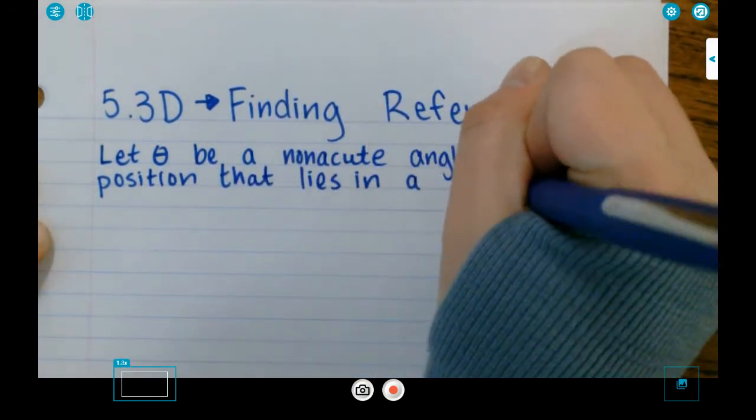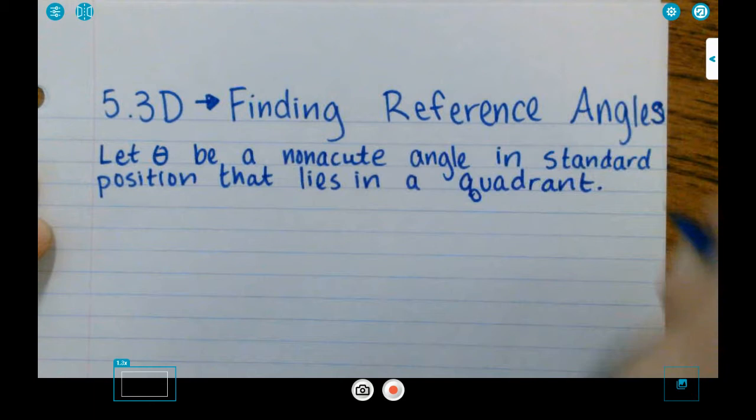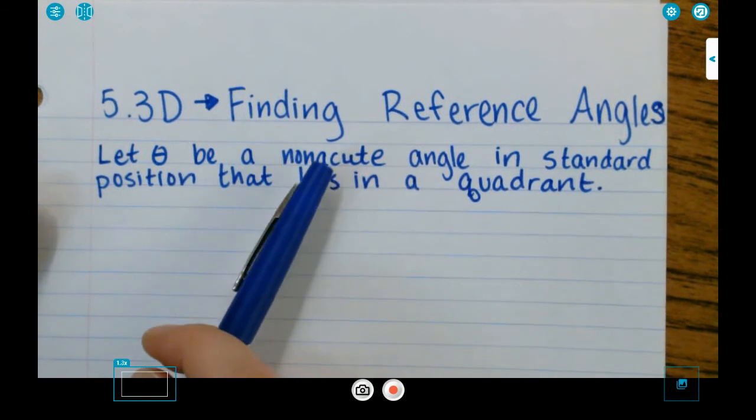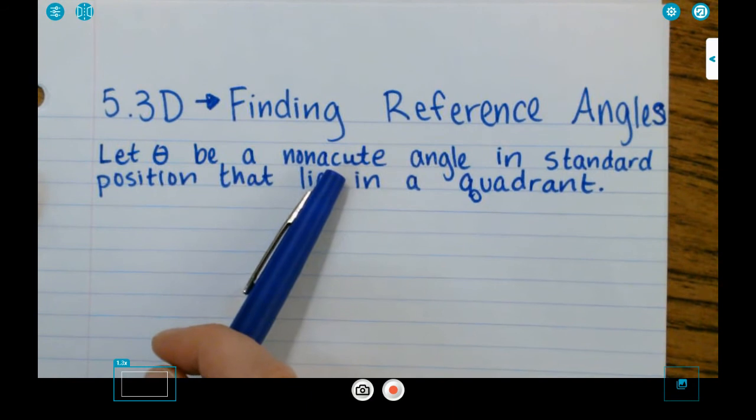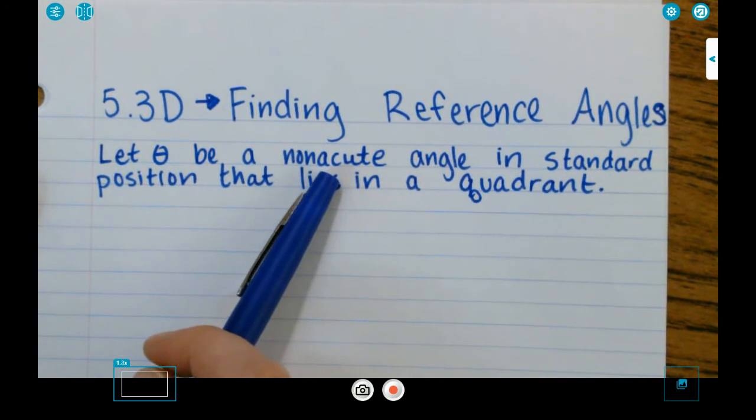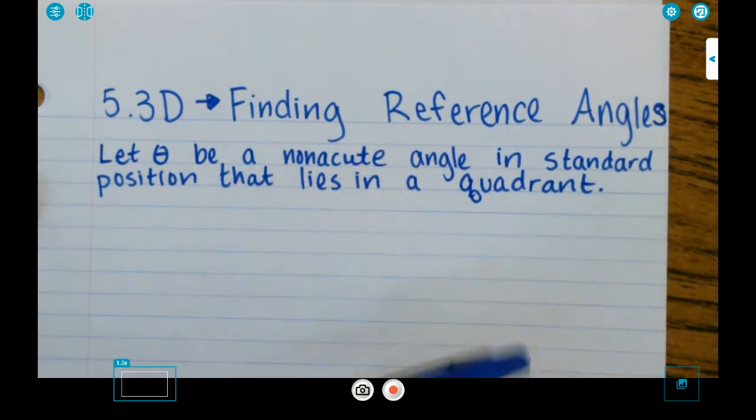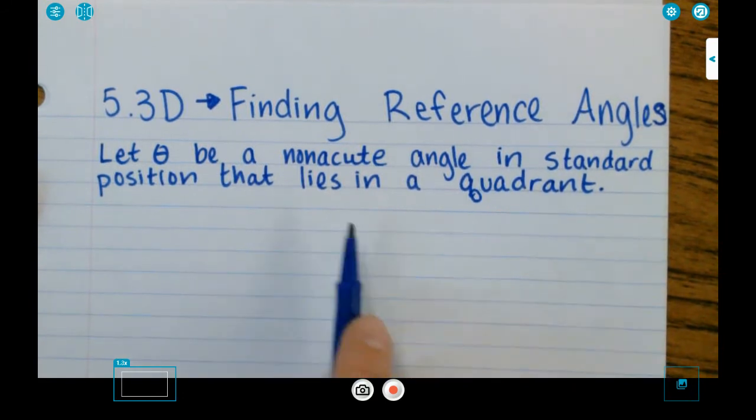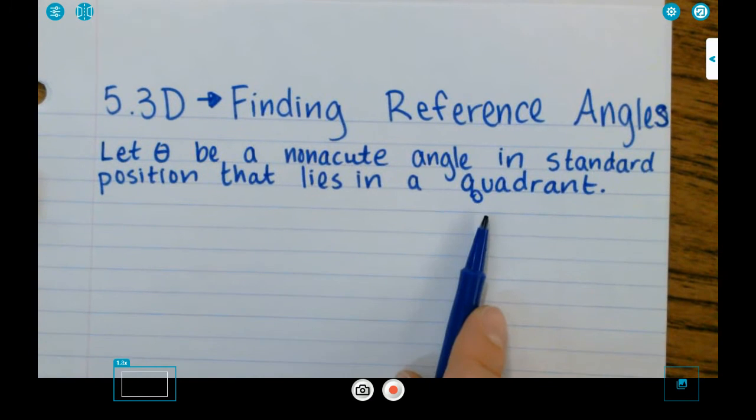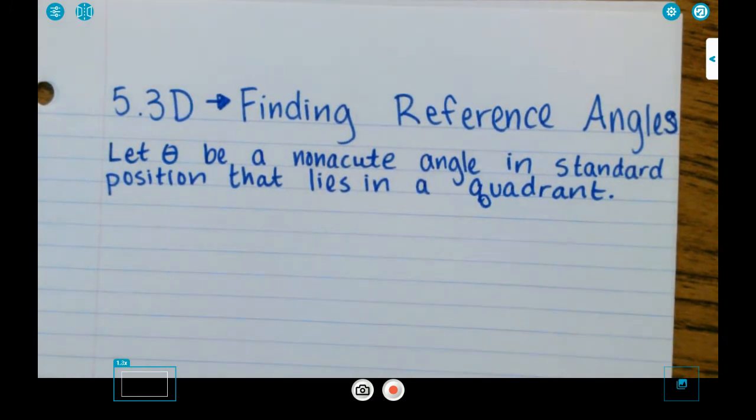So what that means is that it's non-acute, which means it's not between 0 and 90. Because if it's between 0 and 90, it's in quadrant 1. Don't find a reference angle, just use the angle. Standard position means it starts at our positive x-axis and then goes counterclockwise. I don't know how to read a clock. Counterclockwise. And then lies in a quadrant means that it is inside one of the 4 quadrants and it's not on one of our 4 axes. So it's not at exactly 90 or 180 or 270 or 360.